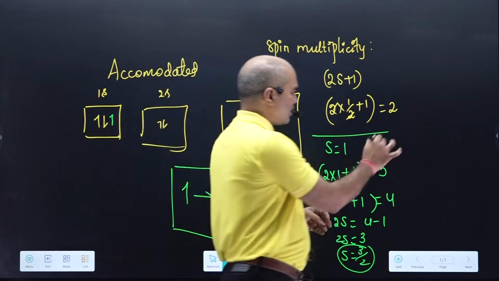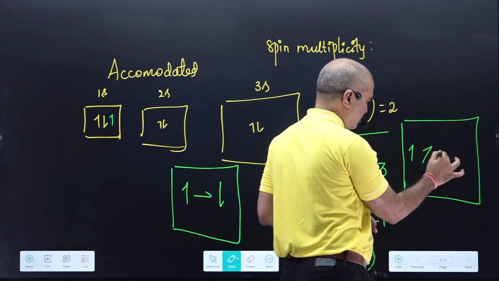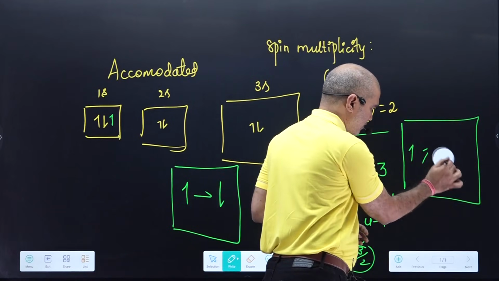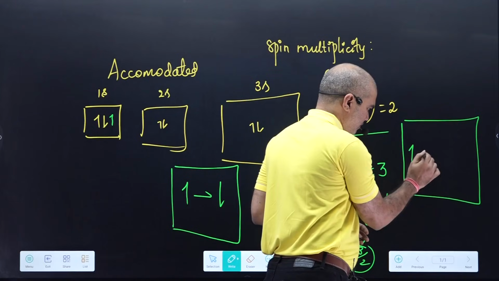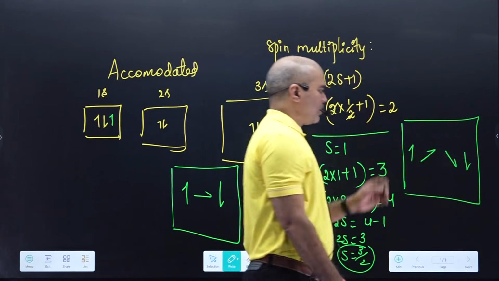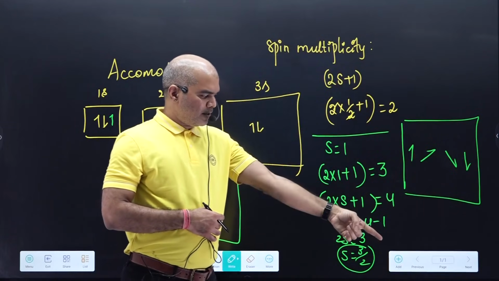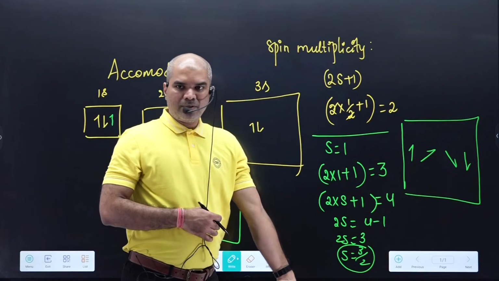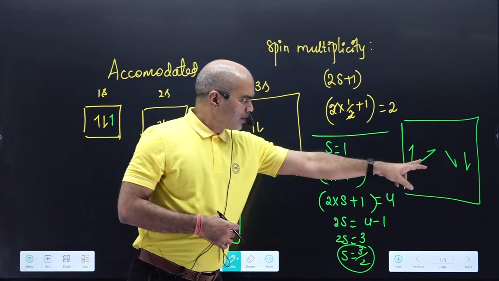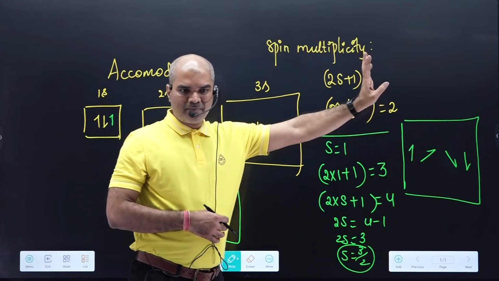It means those 4 electrons will be like this: 1, 2, 3, 4. If this is 1, this will be like 2, this will be 3, and this will be 4. These things will come in your quantum. Okay? But this is a different question. This question will not come, but these related things will come.